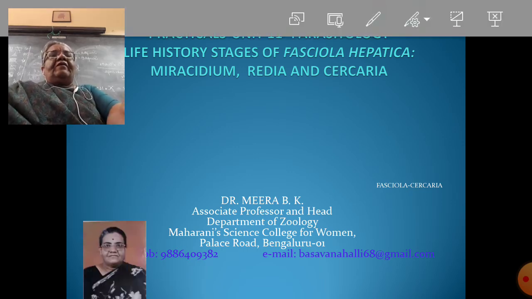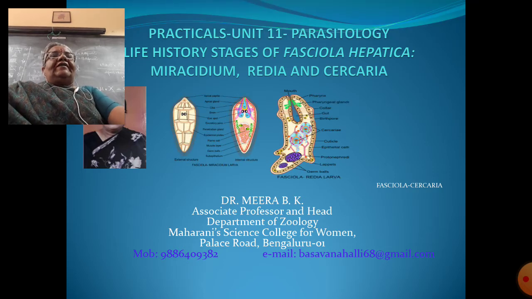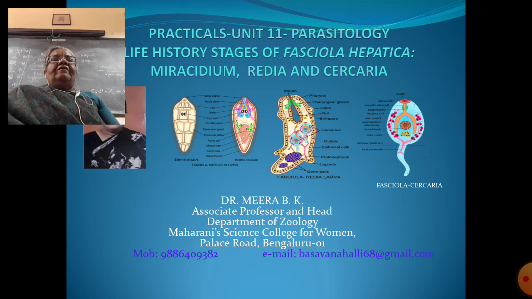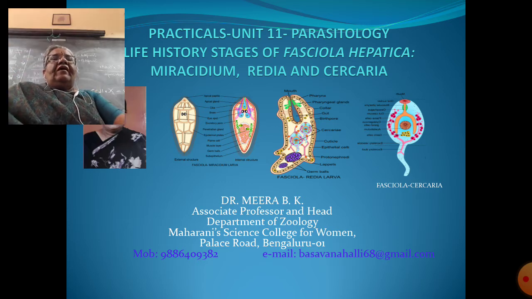Okay, so in this slide, I have put here few larval stages that you have to study according to the syllabus. One is Miracidium larva, and the other one is Redia larva, and the third one is Cercaria larva. All the 3 happen to be the larval stages of Fasciola hepatica. Okay. Now let's begin our class with this background.